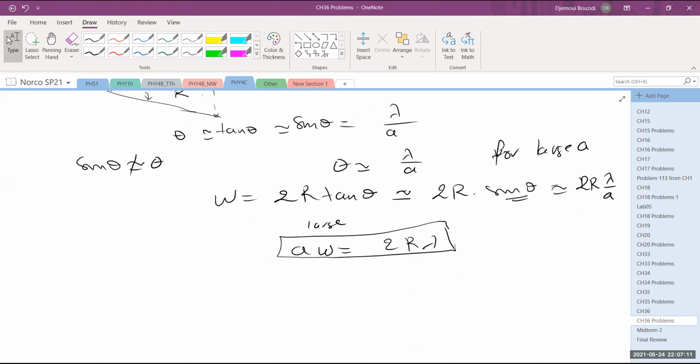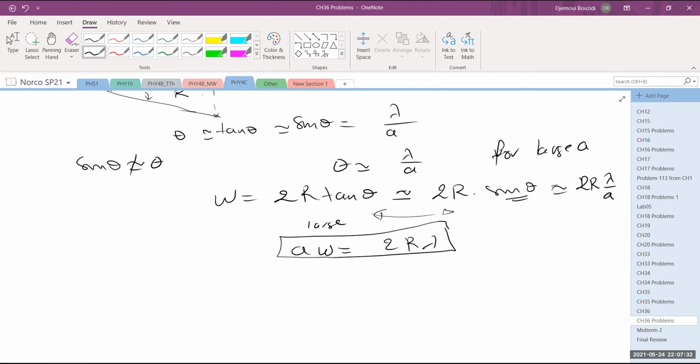It stays the same. But for very small values of A, we have a disaster because, yes, lambda over A is equal to sine theta, but sine theta is not equal to tangent theta. So I cannot use this approximation. This step is a no-no. So in this case, I cannot say w is inversely proportional to A.